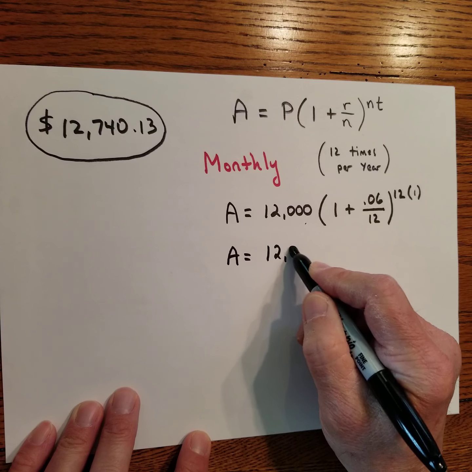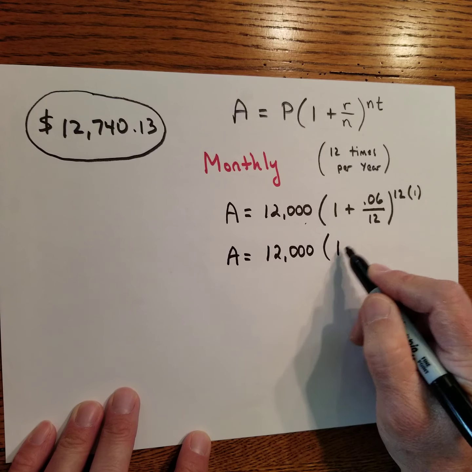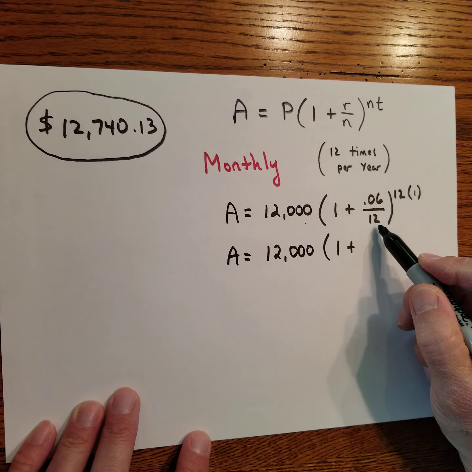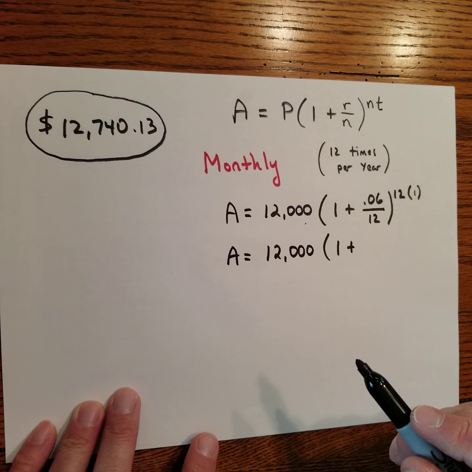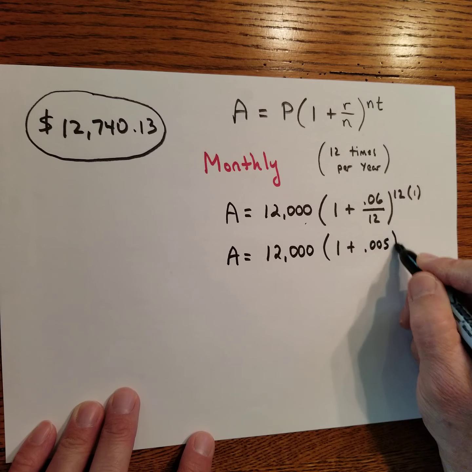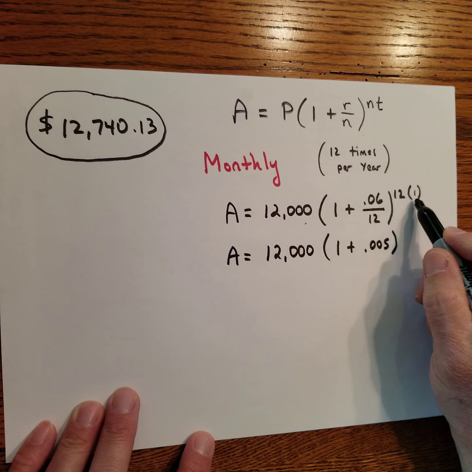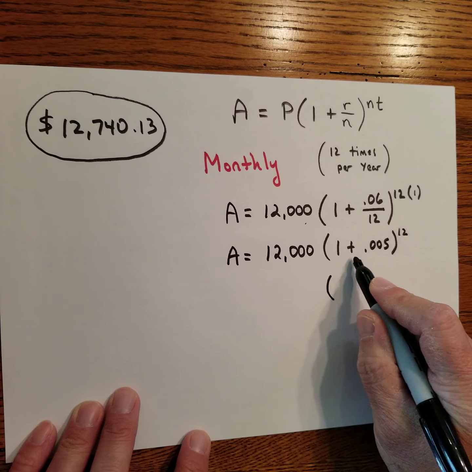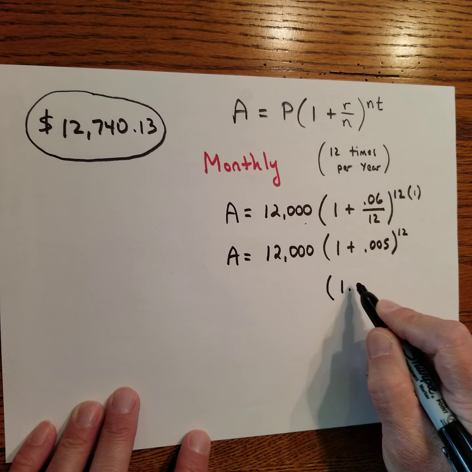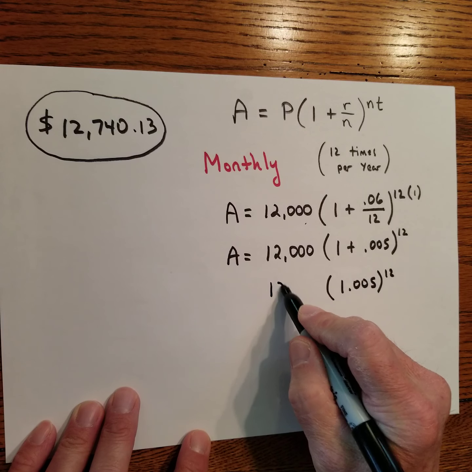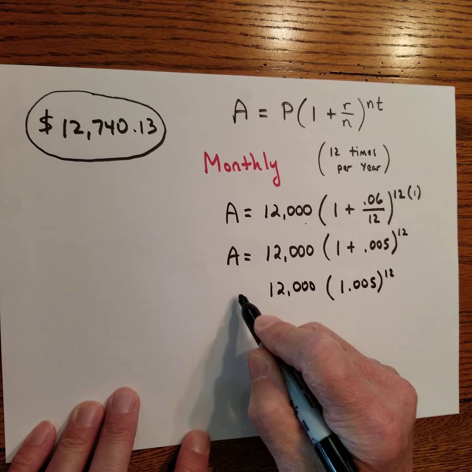Let me copy the 12,000. Copy the 1 plus. 0.06 divided by 12 is 0.005. And 12 times 1, I'll put right there. Now let's add 1 plus 0.005. And copy everything else.